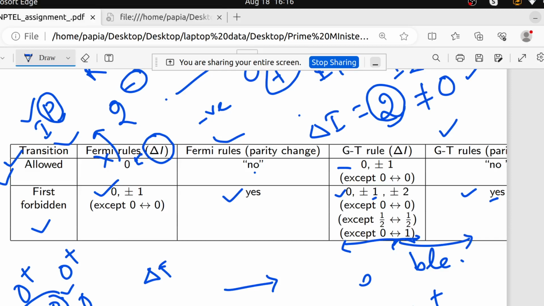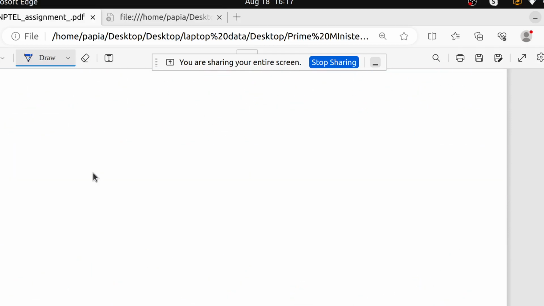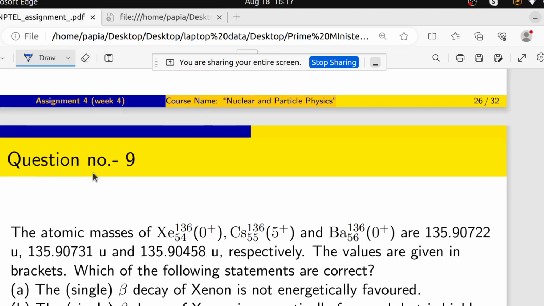But let's say I have 2 plus to 3 minus, or 4 minus. Now what will be the type? 2 plus to 3 minus or 4 minus, 4 minus will be good. 2 plus to 4 minus. Then delta I equals 2 and parity is yes. Then obviously it will be a Gamow-Teller and the first forbidden region will be there. Okay, I think it's understandable.